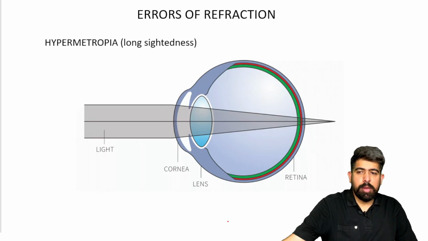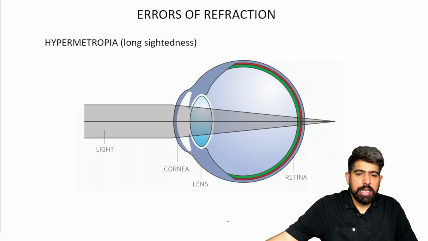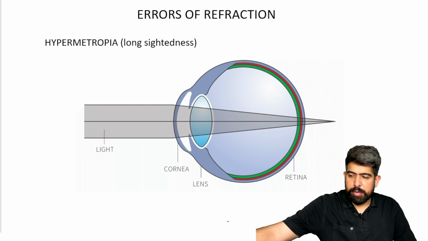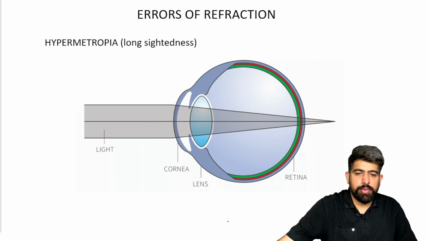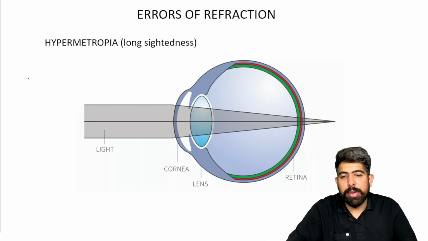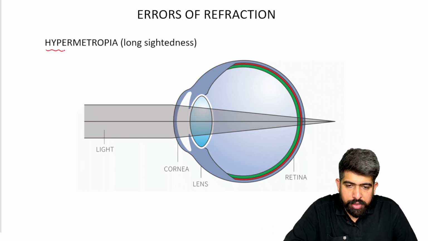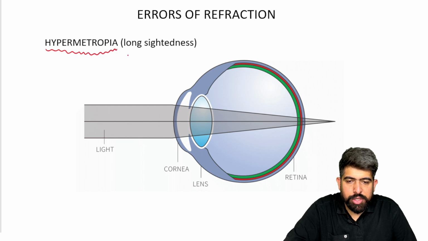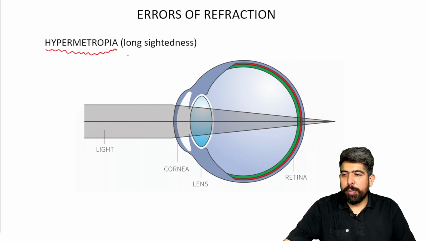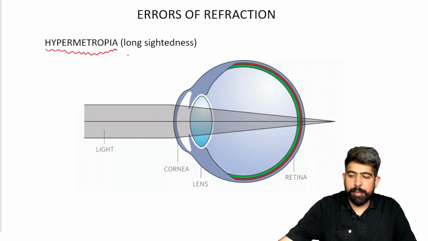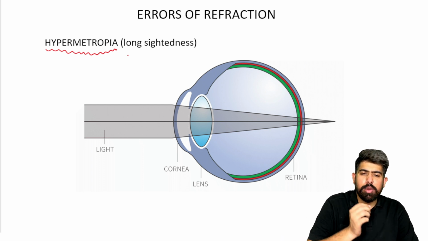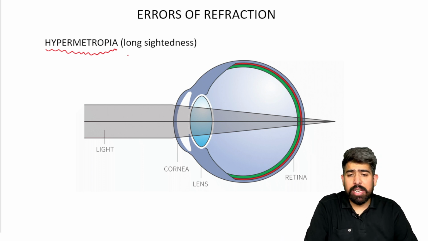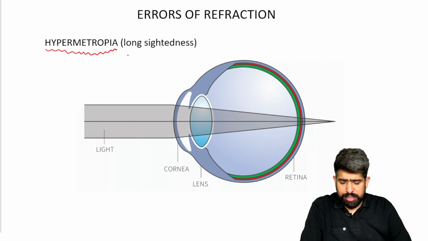So we have to talk about all the refractive errors, and before starting, first I have to talk about the first important refractive error, which is known as hypermetropia. Guys, I hope you remember hypermetropia, and I can explain what is happening in it in quite an easy manner for your understanding. I'm just quickly revising hypermetropia.